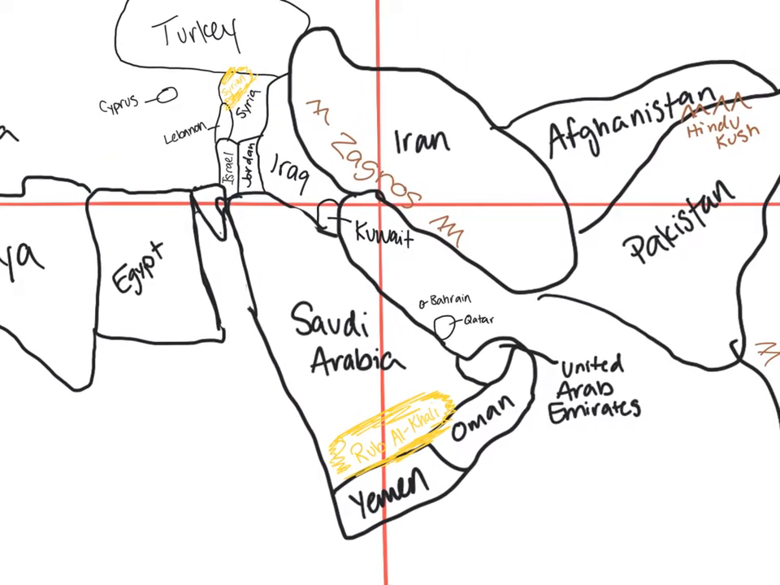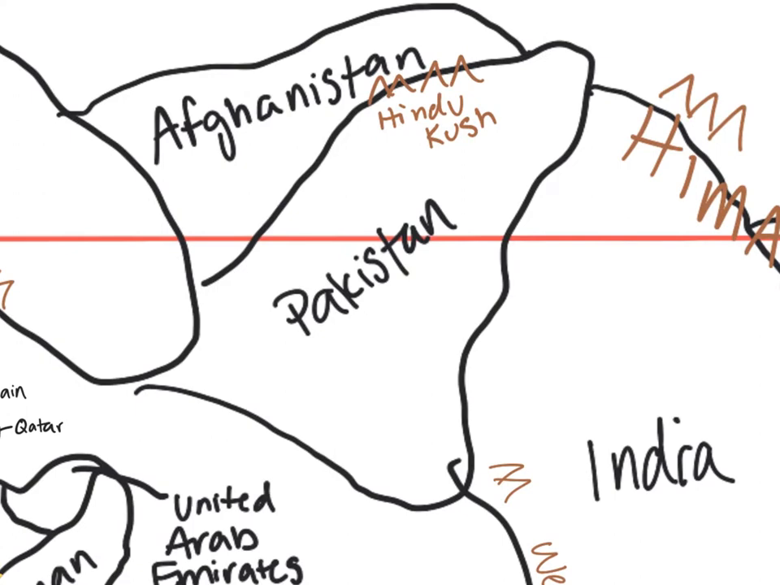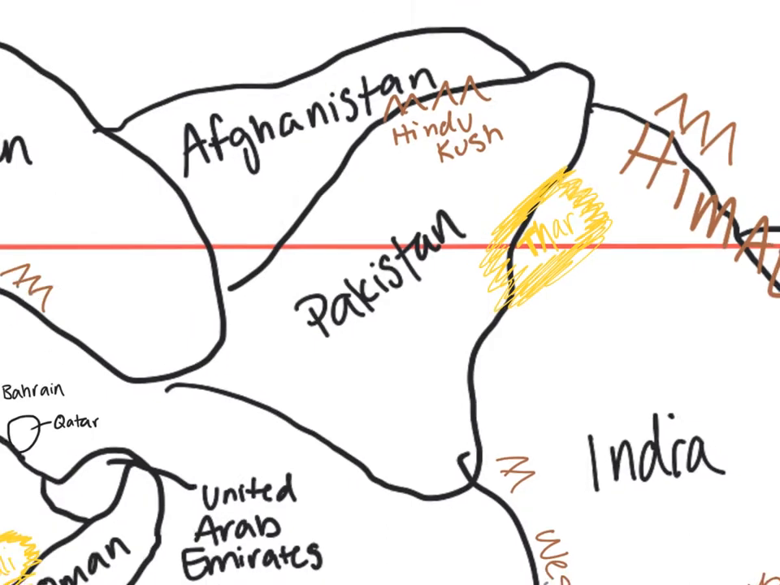The next one is the Thar Desert, over here on the border between India and Pakistan. Thar. Why don't they just call it the Pakistan Desert, the Indian Desert, the Saudi Arabia Desert? But that's a different name. All right. The world is complicated.